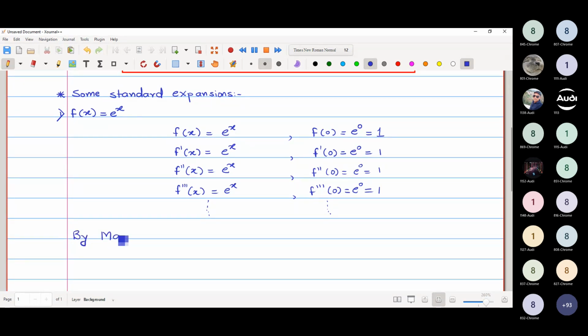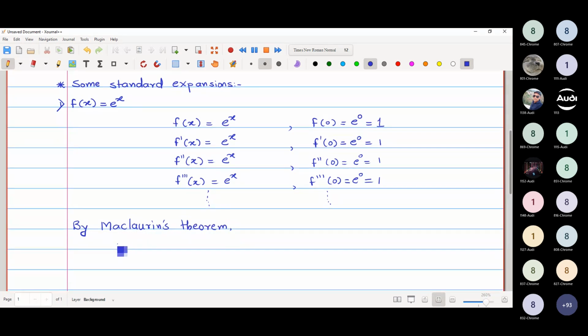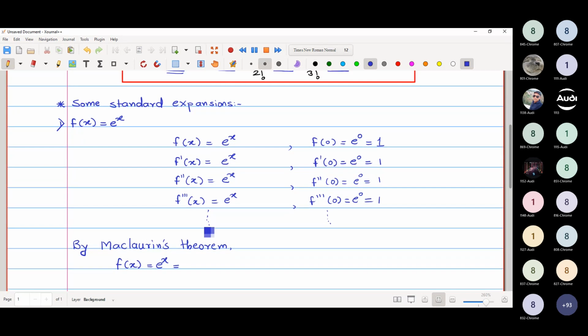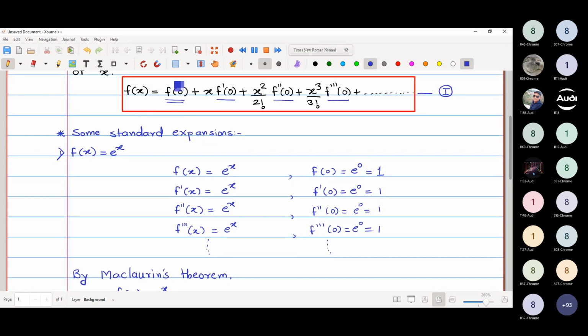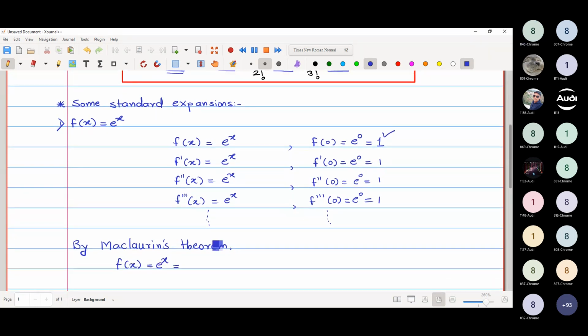So if you put all these values in equation number 1, can I say by Maclaurin's theorem, f of x is nothing but my e raised to x. Can you tell me what is the first value? See, what is the first value? It is f of 0, right? What is f of 0 for us? 1. Is it 1? So I'm going to put here 1.